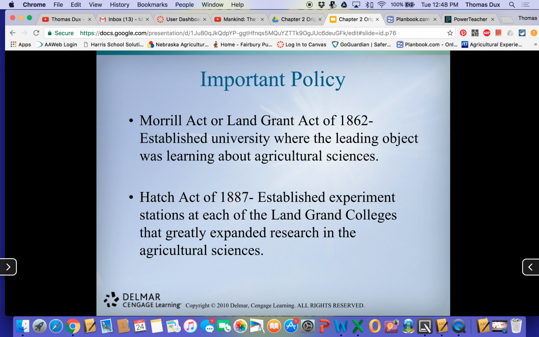Okay, another very important thing here. There's a couple big acts here. Morrill Act or Land Grant Act. The book really doesn't talk about it, but this is what it did. Does anybody know what other act was happening in 1862? Especially Beatrice, Nebraska is an important part of that. Homestead Act. What did the Homestead Act do?